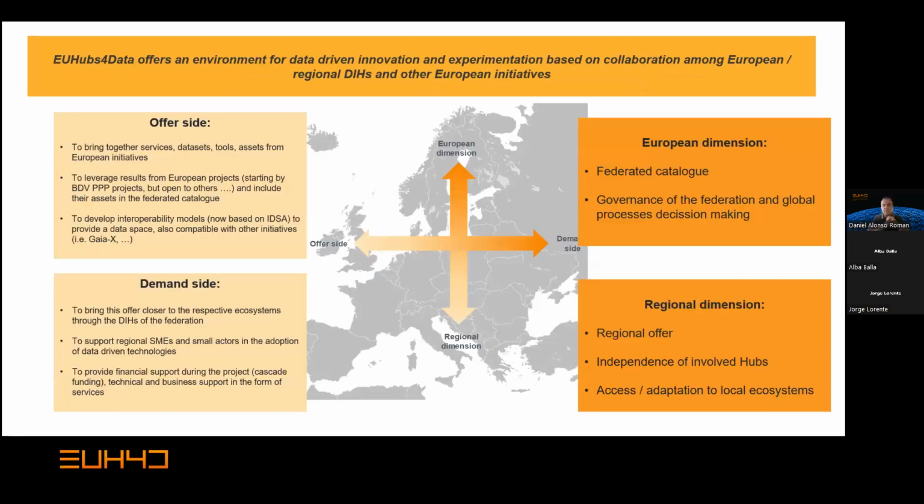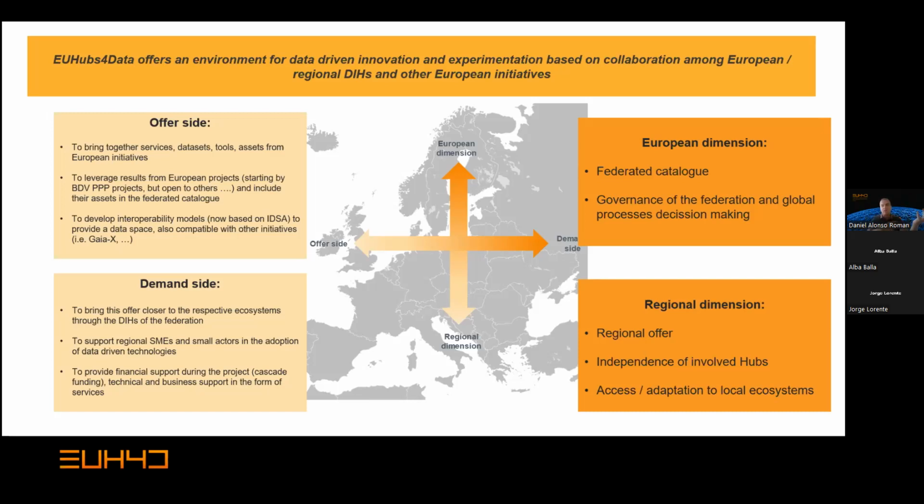Very important for us is this double dimension that you can see here. On the one hand, we are combining the European dimension of this collaboration. All the hubs are collaborating at European level. So we are bringing together our services, our data sets, our assets, to build this so-called federated catalog of data-driven assets. But the ultimate objective of this collaboration is that SMEs or startups at regional level benefit from it. At the end of the day, what we want is to improve our offer, so all of you, all the SMEs in our local ecosystem, can benefit from this European collaboration.